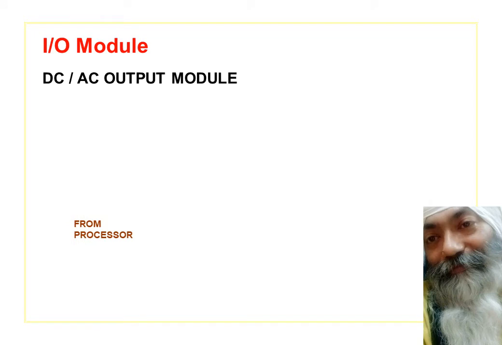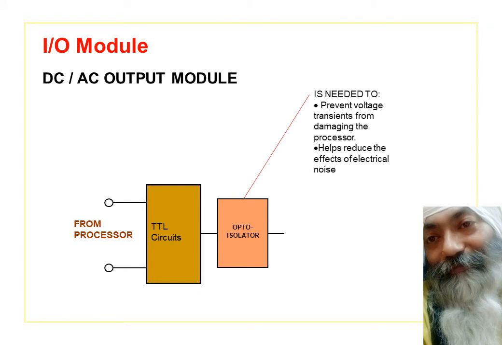So this is the DC-AC output module. You have the output coming from the processor. It goes to the TTL circuits, it goes to the opto-isolators. And why do we need opto-isolators at the output? Because the voltage spike can come from the output also. It can come back to the outputs. That's why you need to have opto-isolators at output as well.